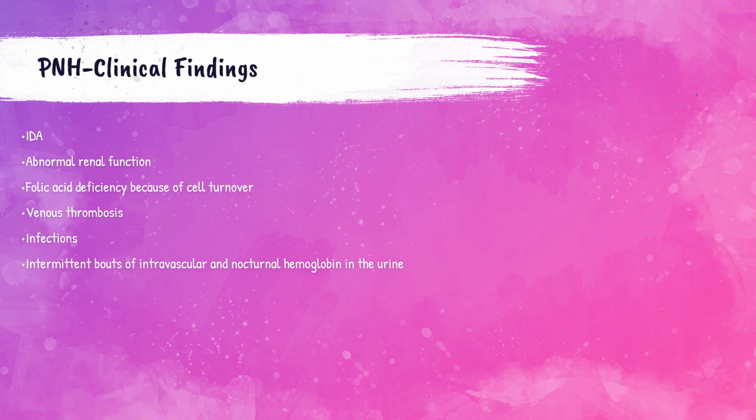Clinically, patients with PNH can have iron deficiency anemia in addition to the hemolytic anemia. They can have kidney issues, blood clots, and be more susceptible to infections. They can also have folic acid or folate deficiencies. Patients with this disorder will have intermittent bouts of hemoglobin present in their urine at nighttime, hence the name nocturnal hemoglobinuria. So hemoglobin present in the urine at nighttime.